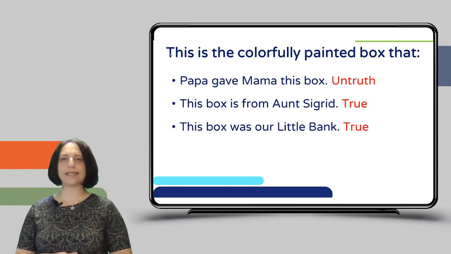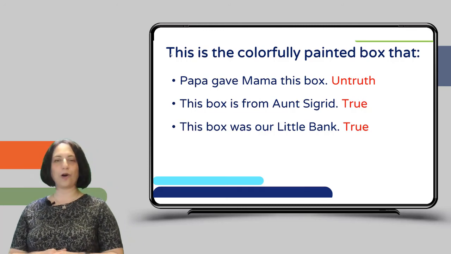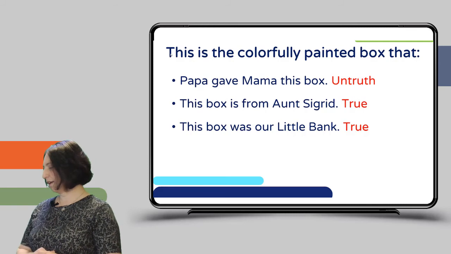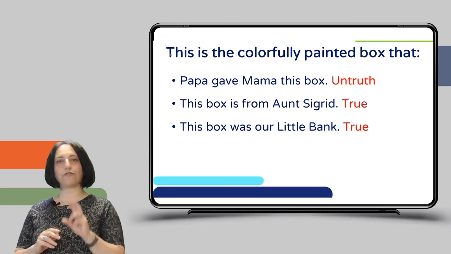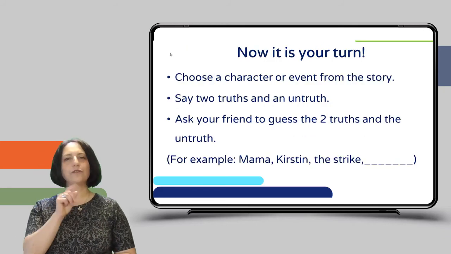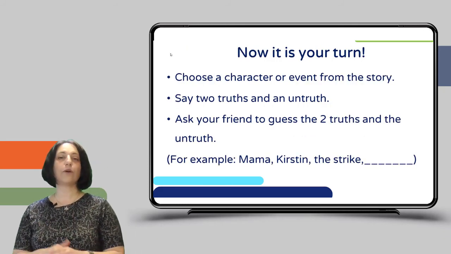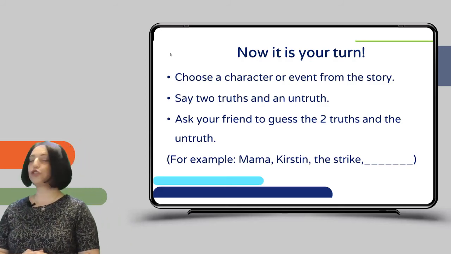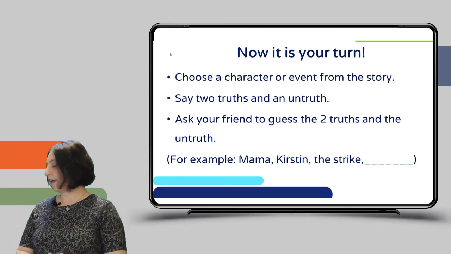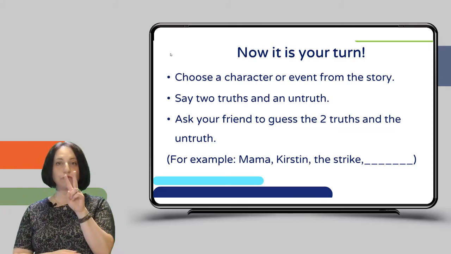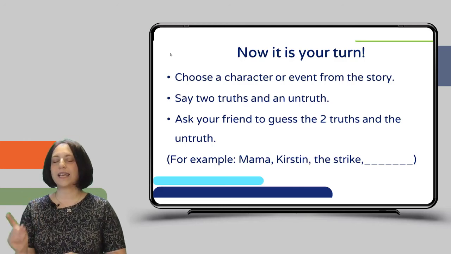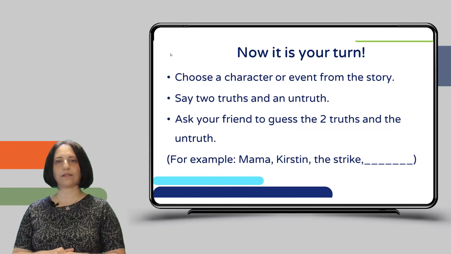Right, Papa didn't give Mama this box. Aunt Sigrid did, from Norway. And that is in the story. So I have 2 truths and 1 untruth. I want you now to play this game with your friends. I want you to choose a character in the story or an event in the story and write or say 2 truths and 1 untruth, and ask your friend to guess what is the untruth.